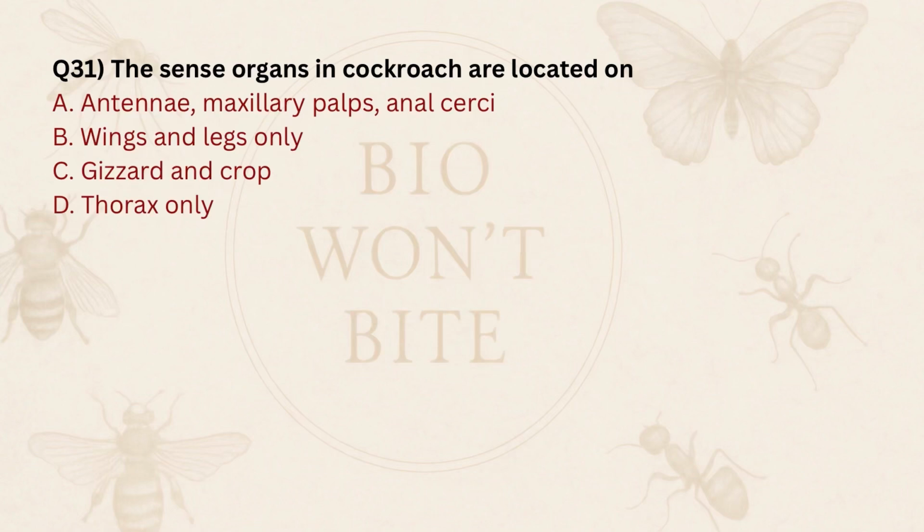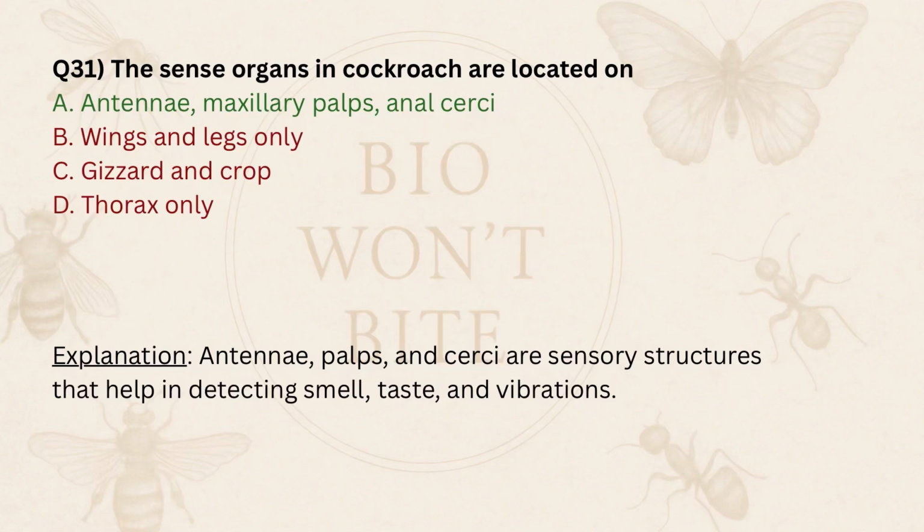Question 31. The sense organs in cockroach are located on. The correct answer is option A, antennae, maxillary palps, and anal cerci. These structures detect smell, taste, touch, and vibrations, helping the cockroach sense its surroundings.